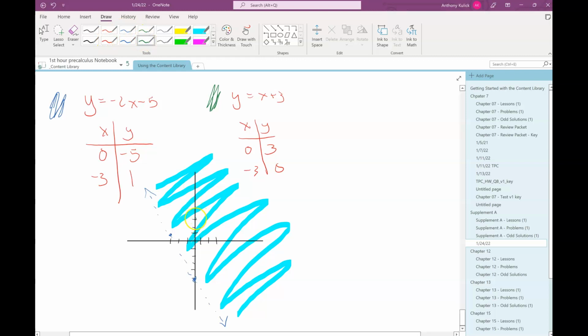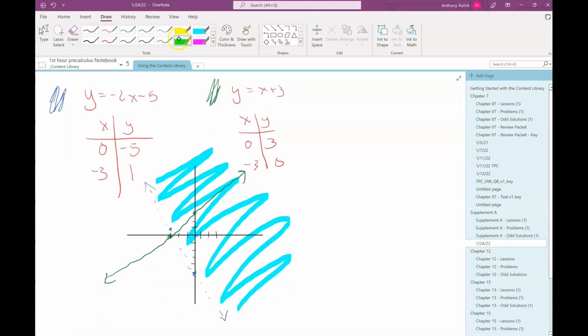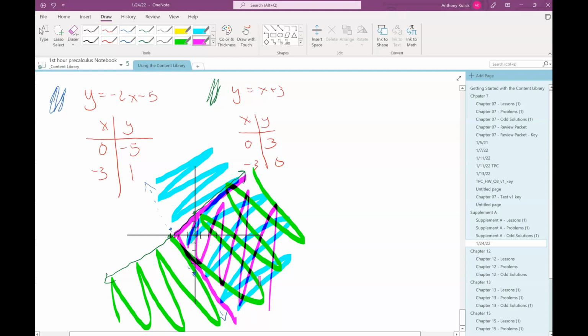In my other one, I have 0, 3, and then -3, 0. Because that was a less than or equal to, this one gets the solid line. And because it's less than or equal to, I'm going to be shading below. So my solution really becomes that section there that is the overlap of the two inequalities.